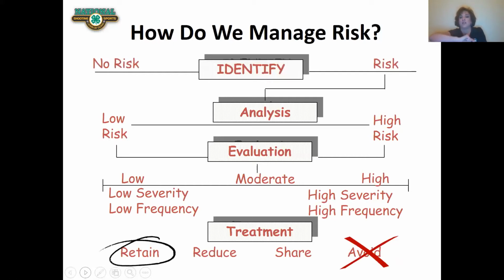So if we agree that completely avoiding the risk that might be associated with the program is not a desirable outcome, let's look at the other options. We can choose to retain the risk, which means we're willing to put up with some level of risk, because it's natural to have some kind of inherent risk in just about everything we do in 4-H.